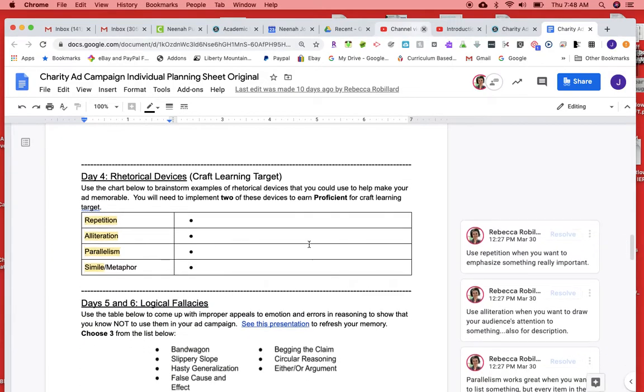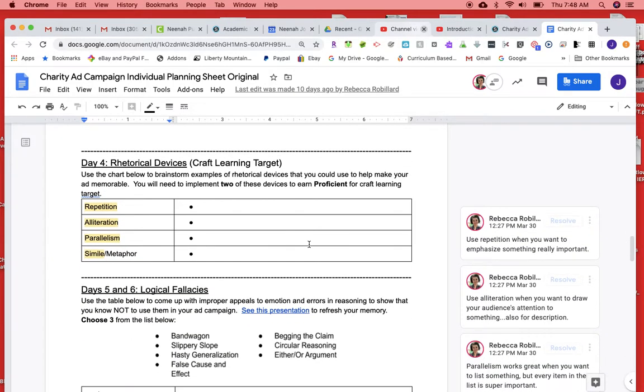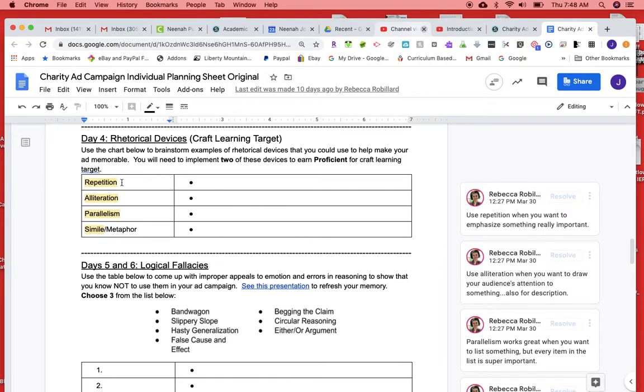In day 4, you learned about rhetorical devices, which is the craft learning target still. So what you do is use the chart below to brainstorm examples of rhetorical devices that you could use to help make your ad memorable. You'll need to implement 2 of these devices to earn a proficient for craft learning target. So we need to have at least 2.